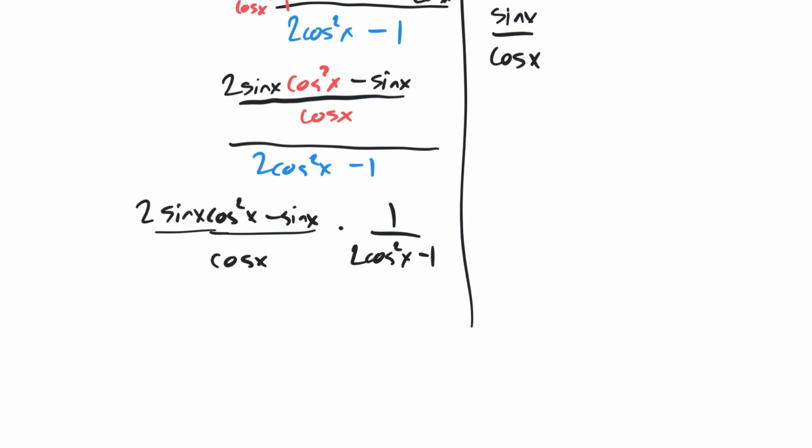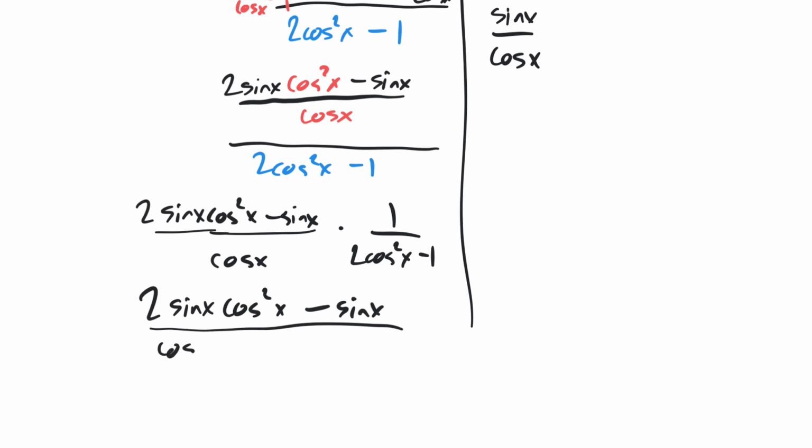Well, I guess I could write this. Times 1 doesn't do anything, so we have 2 sine x cos squared x minus sine x divided by cos x. Let's keep this unmultiplied right now. I don't want to multiply it out yet.